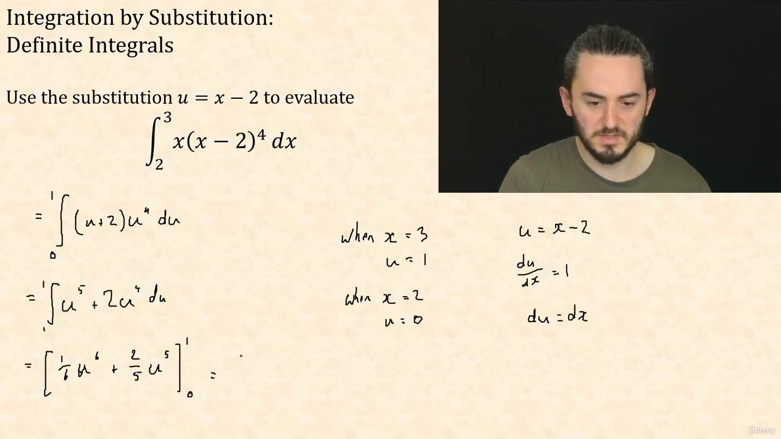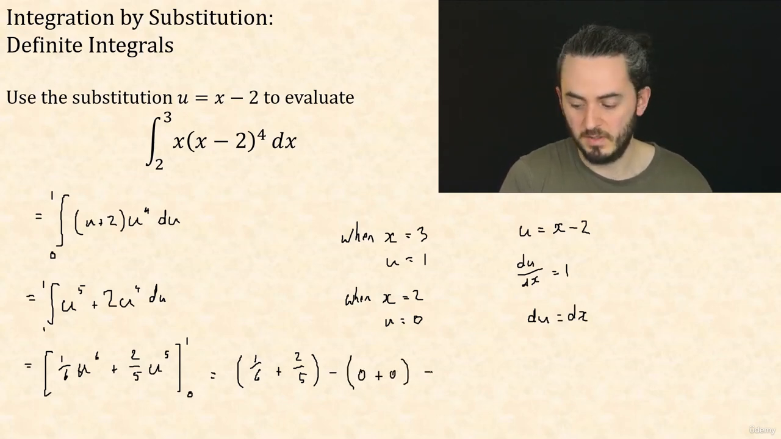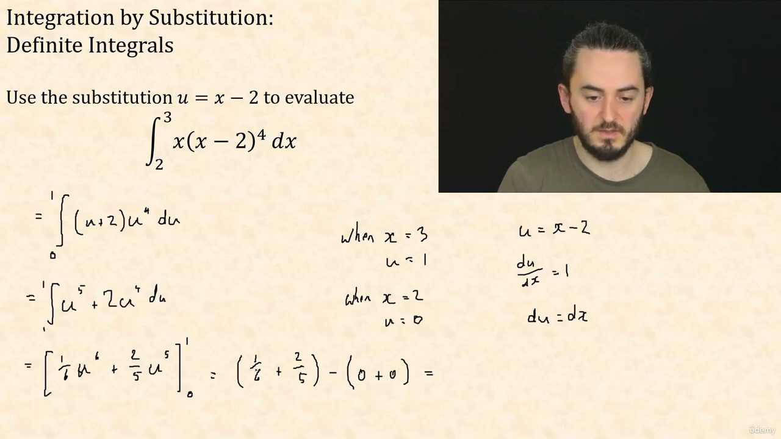So I just pop those limits in. When I pop 1 in, I get 1/6 times 1 to the power of 6, which is just 1/6, plus 2/5 times 1 to the power of 5, so that's just 2/5, and then I subtract what I get when I put in 0, which is just 0 plus 0. So our answer is just 1/6 plus 2/5, which is 17 over 30.